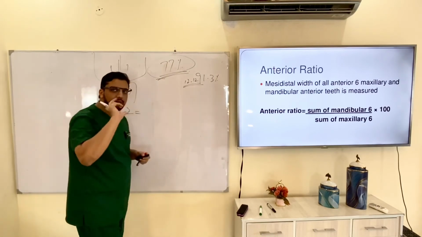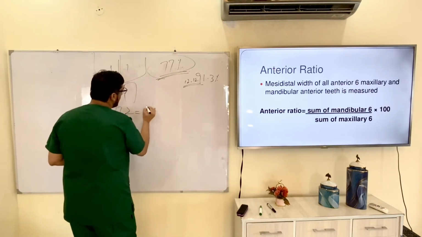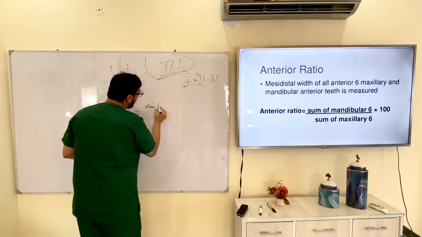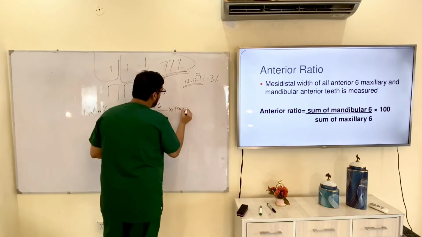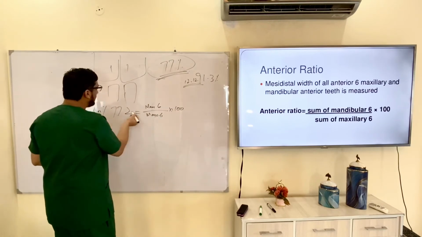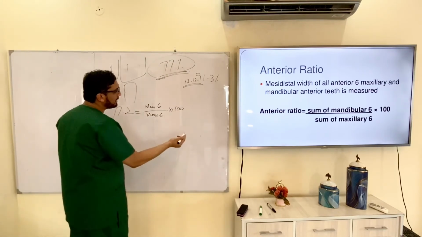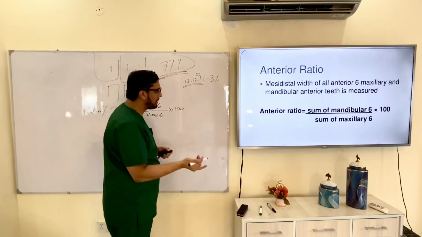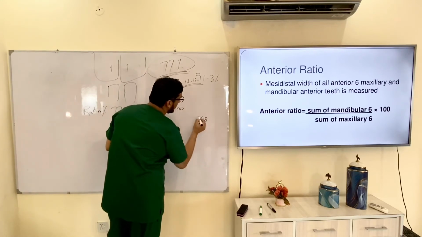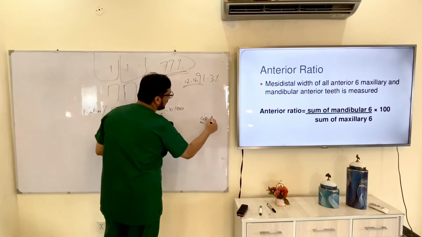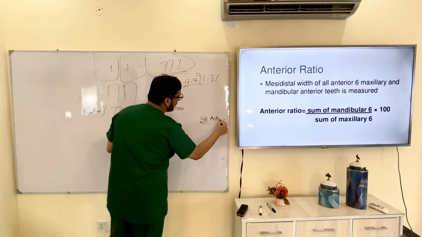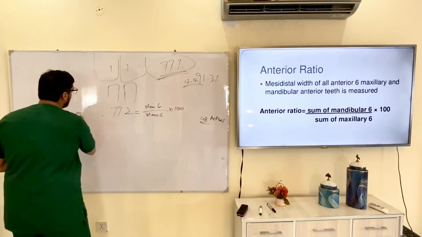Now we reverse the situation and we have the mandibular 6 over maxillary 6 multiplied by 100. Ideally, it should be 77.3. So what do we do? We measure the mesiodistal width of the upper teeth. Let's say this is 48. The actual is 48 and you have this formula with you.